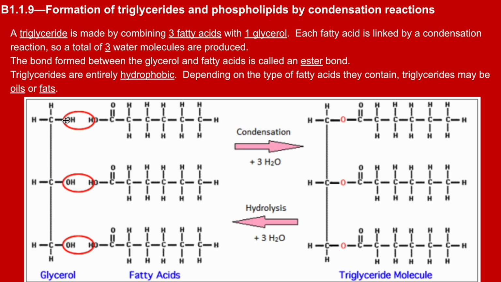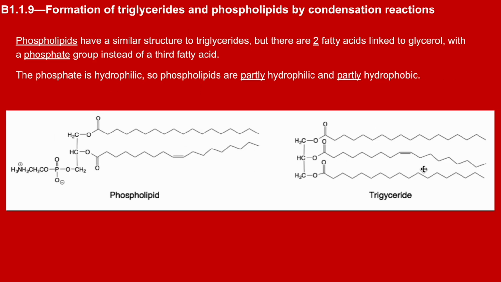Our classic lipid is going to be a triglyceride made up of a glycerol and 3 fatty acids. Those fatty acids then go through those 3 condensation reactions to make our triglyceride. Again, notice how few oxygens there are compared to the number of carbons. This is a lipid.